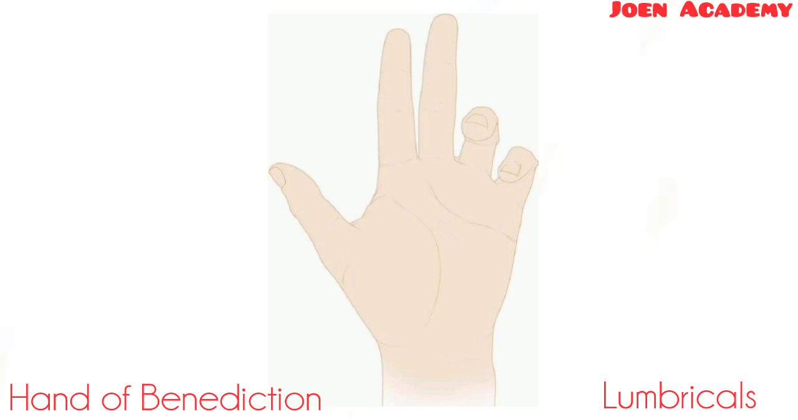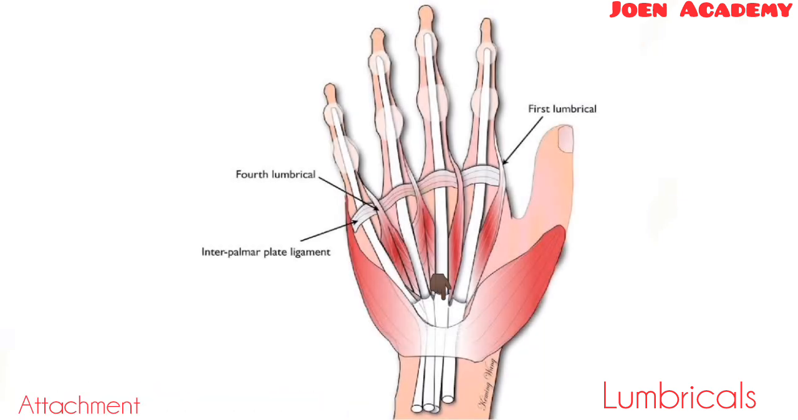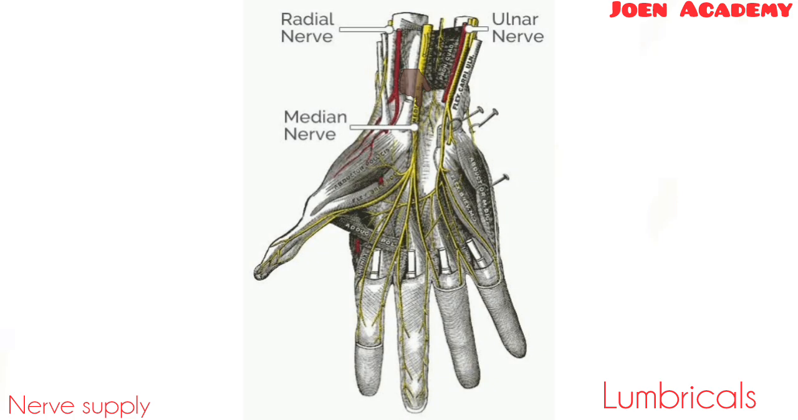Each lumbrical originates from a tendon of the flexor digitorum profundus. They pass dorsally and laterally around each finger and insert into the extensor hood. Actions of the lumbricals include flexion at the metacarpophalangeal joint and extension at the interphalangeal joints of each digit. The nerve supply to the lumbricals is coming from the median and also the ulnar nerve.